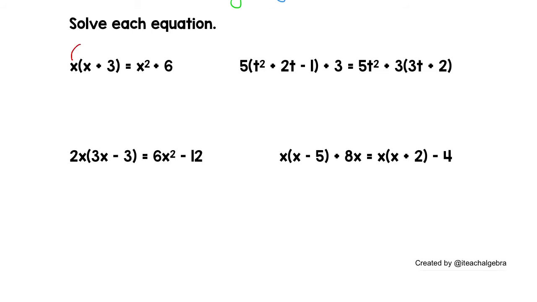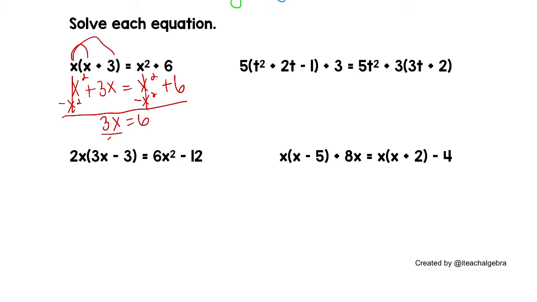We can totally do it. On the left, we're going to distribute x times x is x squared, and x times 3 is plus 3x, and that equals x squared plus 6. I want to get the x squareds together, so I'm going to subtract this 1 from both sides. The x squareds all cancel, and we're left with 3x equals 6. Divide by 3, and we have x equals 2 as our solution. It's a pretty straightforward first example, but the rest of them are just as straightforward, so please try the next one on your own.